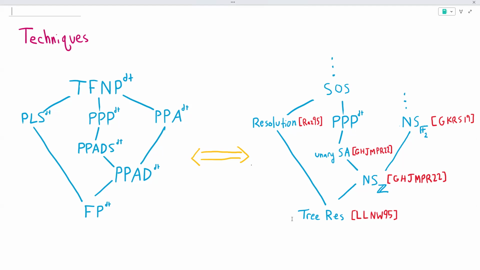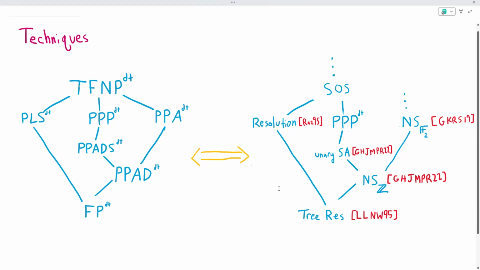And a very nice aspect about these techniques is that not only do we get some random proof system associating to these nice TFNP classes, we get proof systems we deeply care about and have nice lower bound techniques for. So for example, with PPA, this corresponds to F2 Nullstellensatz. For resolution, this corresponds to the TFNP class PLS. And unary Sherali-Adams corresponds to PPADS.